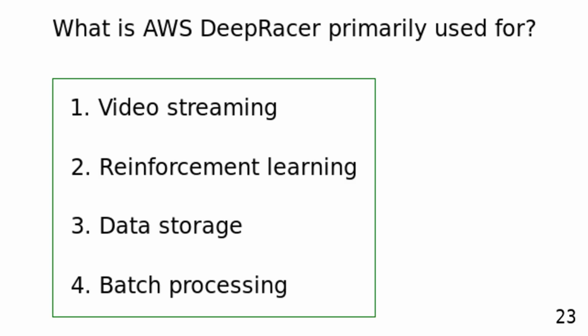What is AWS DeepRacer primarily used for? Video streaming, reinforcement learning, data storage, batch processing.